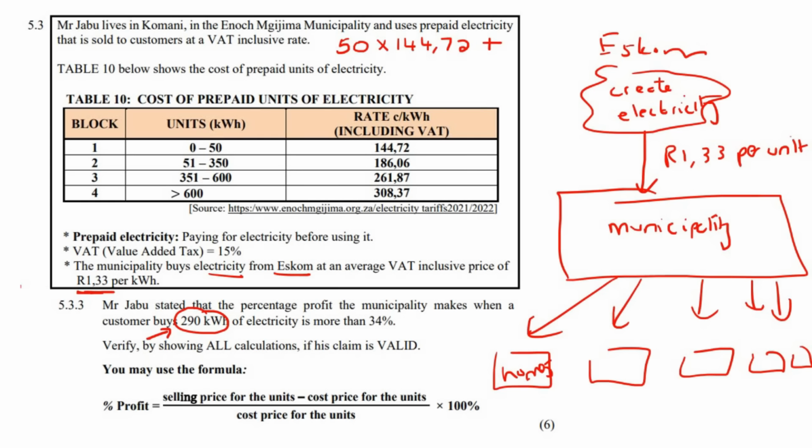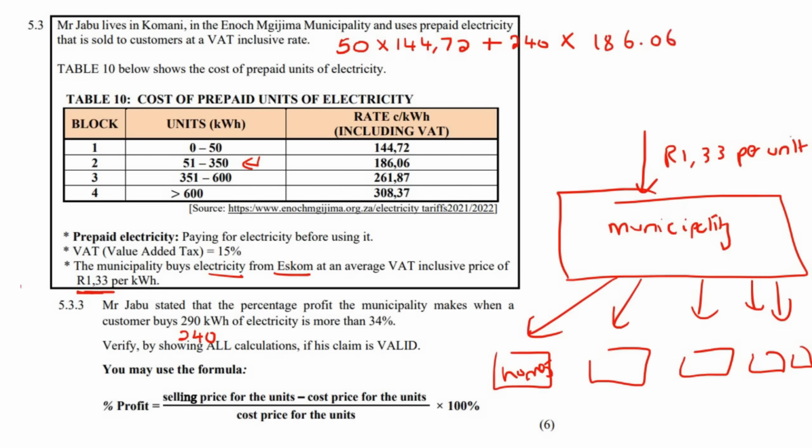Now, how many units do we still have left over? Well, there's 290 units in total. If you already bought 50 of them here, then there's still going to be 240 units. Those 240 units are going to be inside here, because to go from 50 to 350, that's 300. So we're going to buy the next 240 units over there, but now this price will be 186.06 cents. If we work out the total cents, it's going to be 51,890.4.